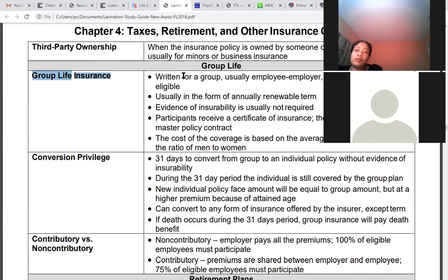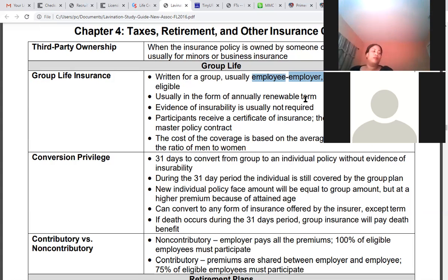All right. So group insurance. Group insurance is written for a group. That's when you have a group of people, usually the employee and employer, but other groups may also be eligible. So it's a group of people that come into one policy. That one policy is called a master policy, or master contract, covering everybody in that group.